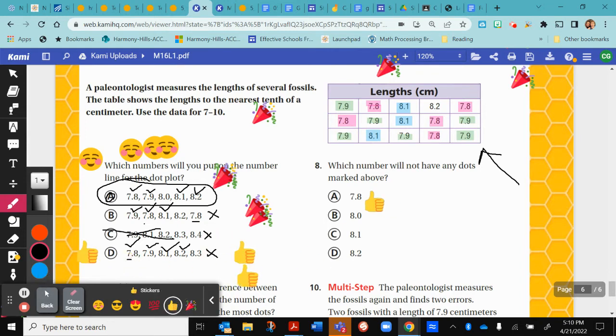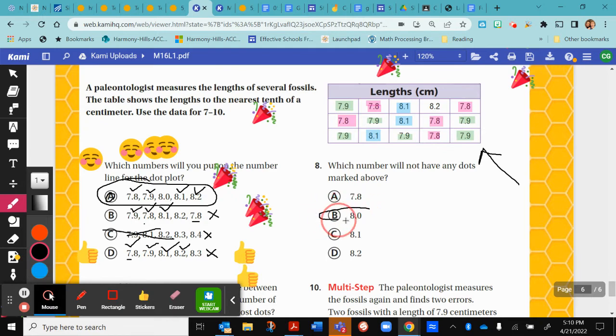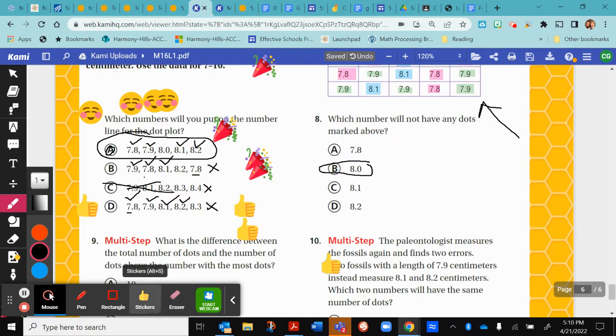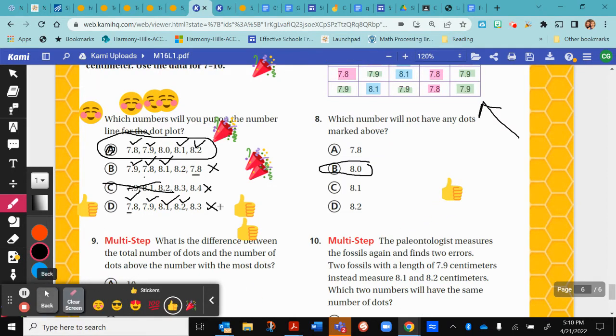All right, so now for number 8, which number will not have any dots marked on it? That's what we were just talking about. It'll be B. B is the only one that won't have any dots because we don't have any 8.0. Okay, so yay, easy peasy. Thumbs up that we got that.